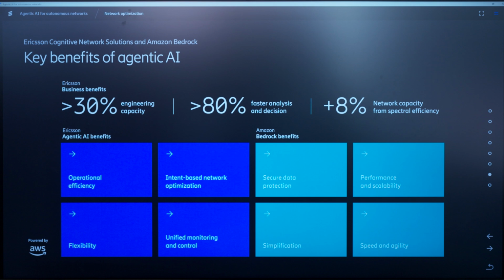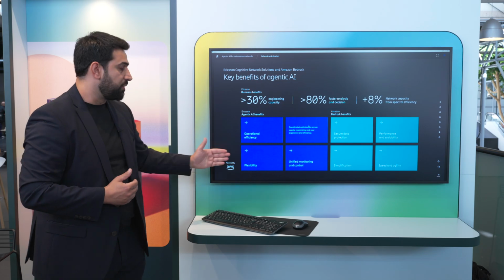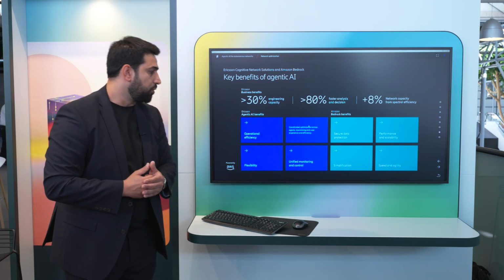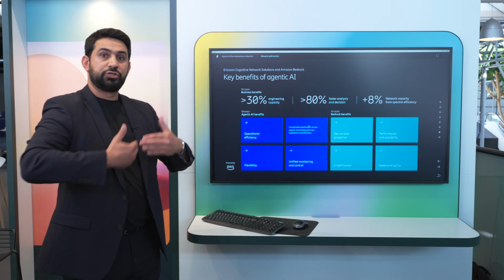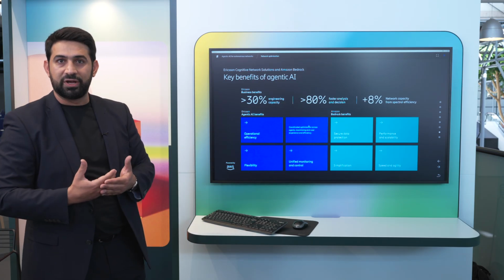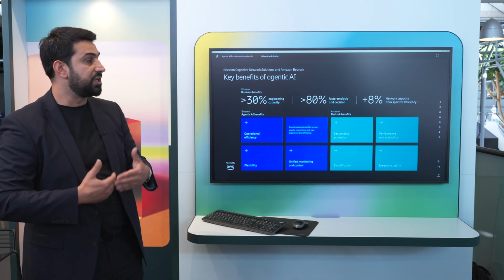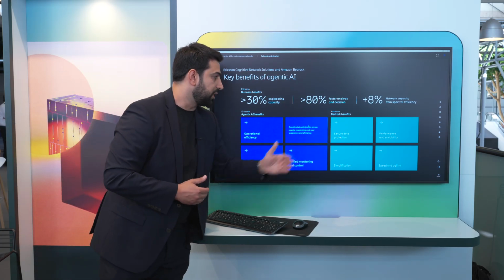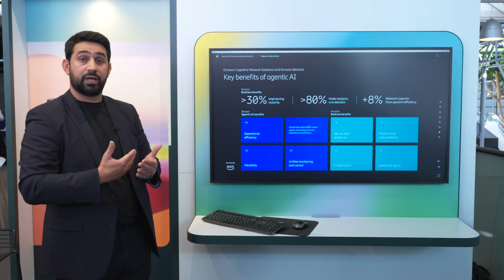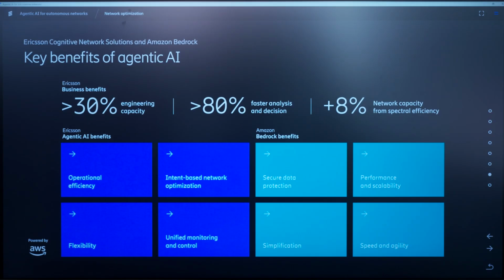When it comes to the Agentic AI benefits specifically, we talk about operational efficiency, we talk about intent-based network optimization, because here we are coordinating the optimization across different agents. We have the flexibility as well as the unified monitoring and control. In addition to that, this is where the combination of Ericsson and Amazon really starts to shine. We talked about the secure data protection. So AWS is able to provide us and the operators with that, ensuring that the data is always secured.